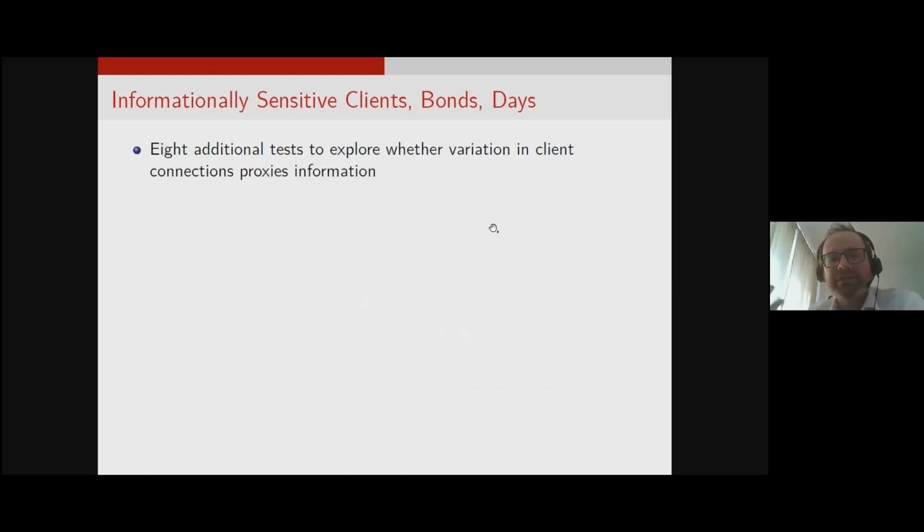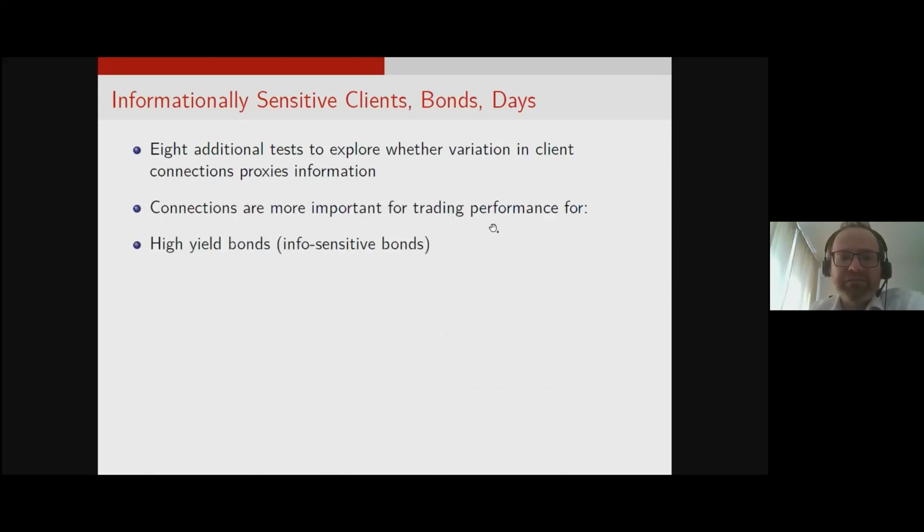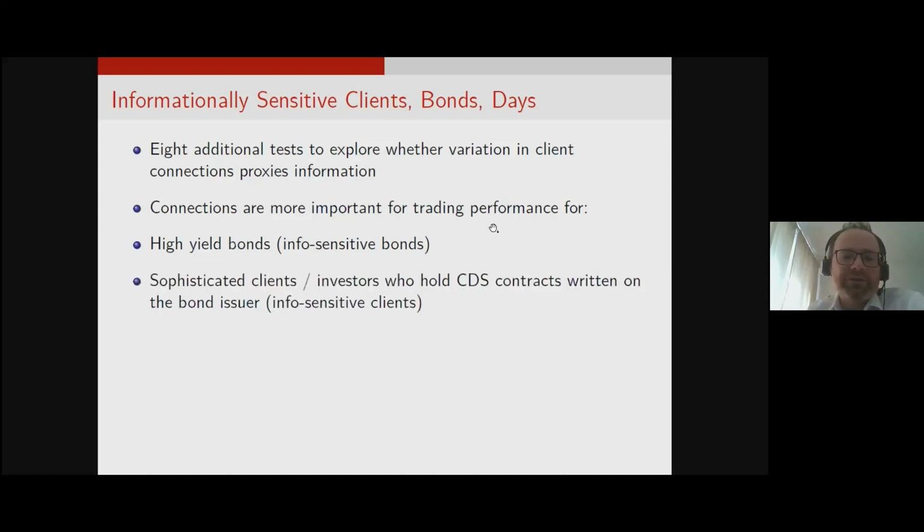Now, in the paper, we have 8 additional tests that try to explore whether variation in connection indeed proxies information and not something else. I'm just going to mention them here briefly. So we show that the effect indeed concentrates in high yield bonds, which tend to be more informationally sensitive. Also, the informational story is corroborated by the fact that sophisticated clients, especially when they hold a given CDS on the issuer of the given corporate bond, have a stronger performance connection relationship.